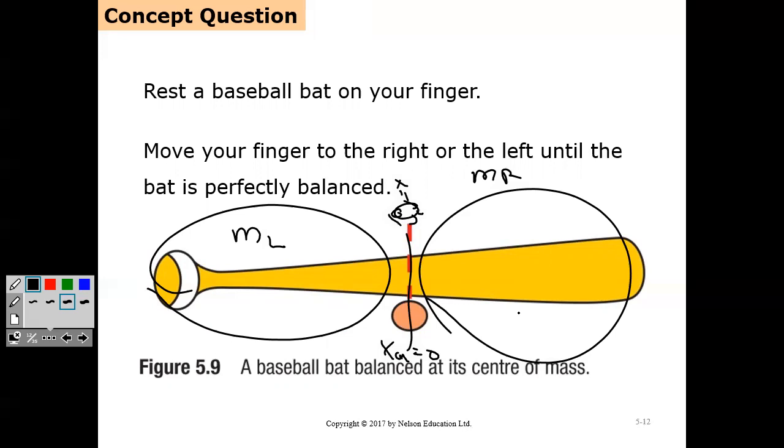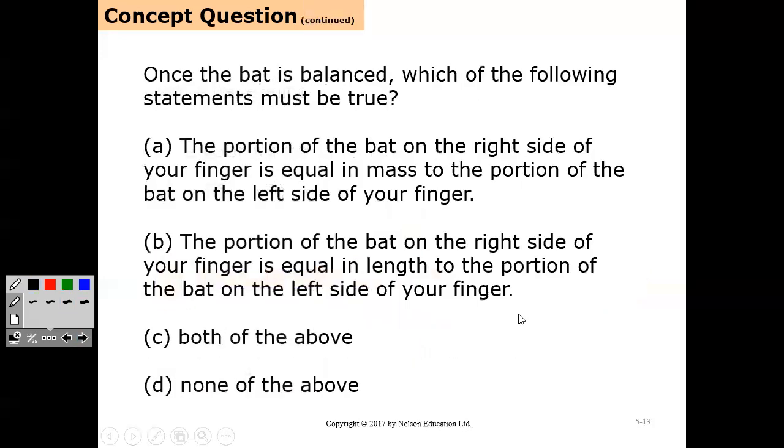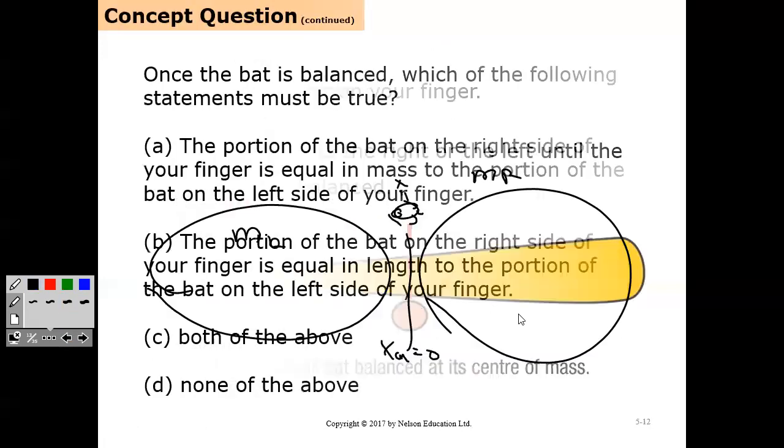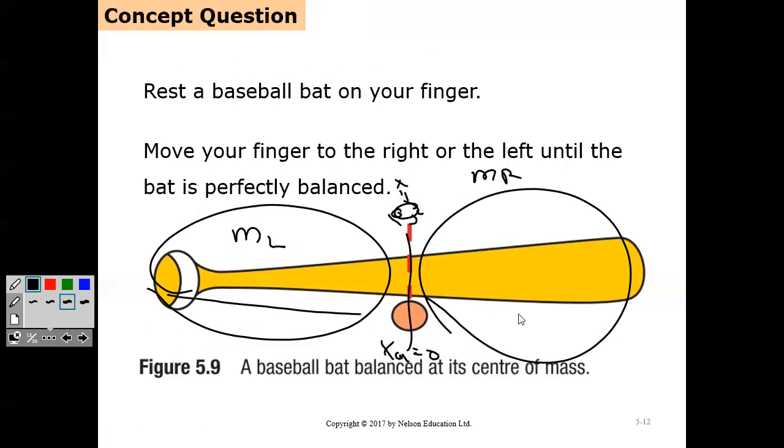Next statement. The portion of the bat on the right side of your finger is equal in length to the portion of the bat on the left. Now, what he is saying in the second statement is: let me call this length DL, and this length DR. DL is equal to DR. Is that correct? Also no.